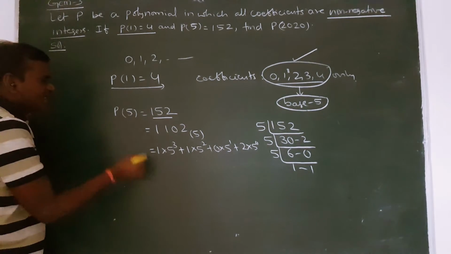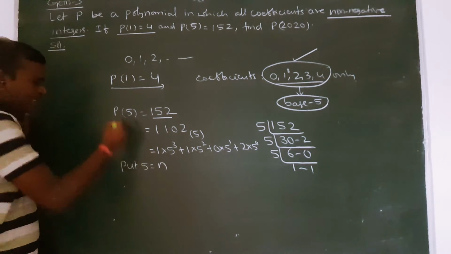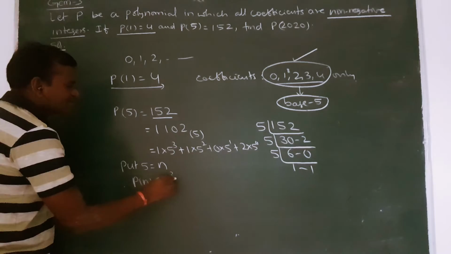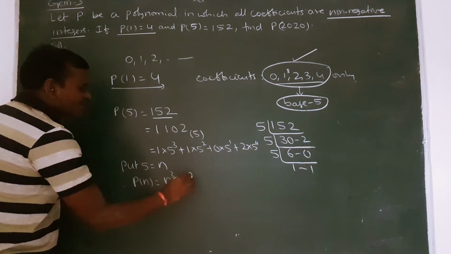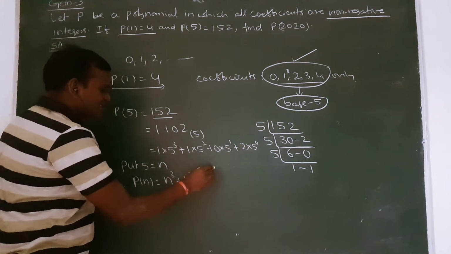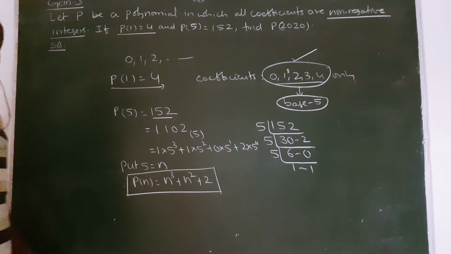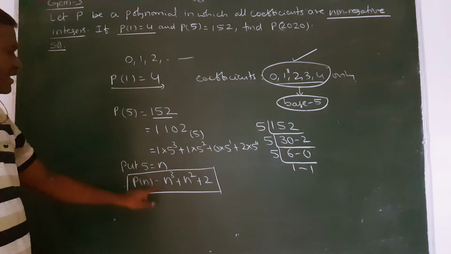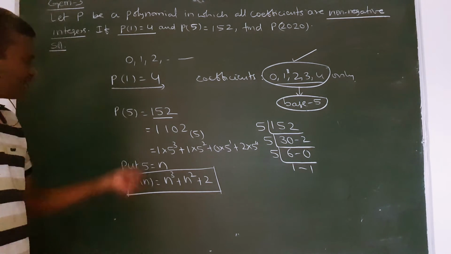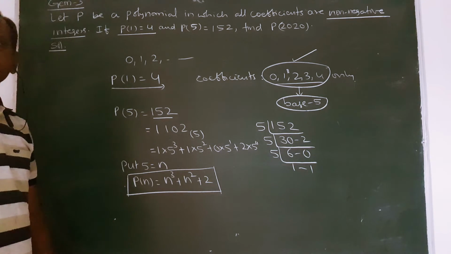Therefore if in place of 5 I substitute n, I am getting P of n is equal to 1 into n cube, that is n cube, plus 1 into n square, that is n square, plus 0, I don't want it, plus 2. So this is the required polynomial P of n. See, is this value satisfied or not? P of 1: if I substitute n is equal to 1, 1 plus 1 plus 2, I am getting 4. P of 1 is 4. If n is equal to 5, I am getting P of 5 is equal to 152. Now I have proved this.